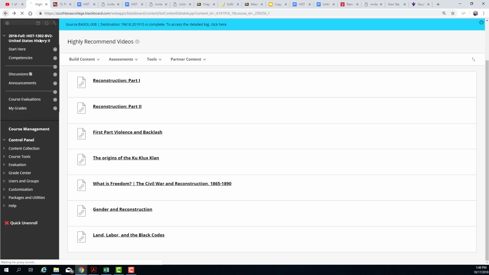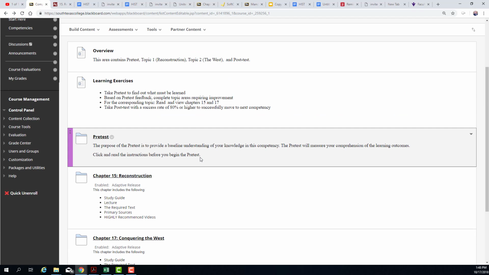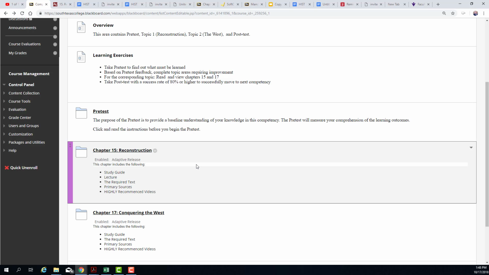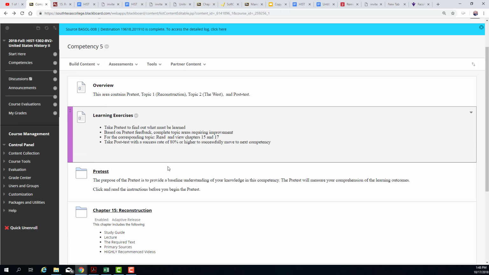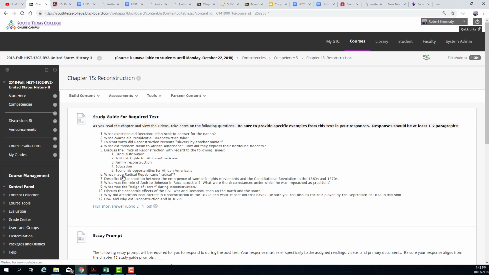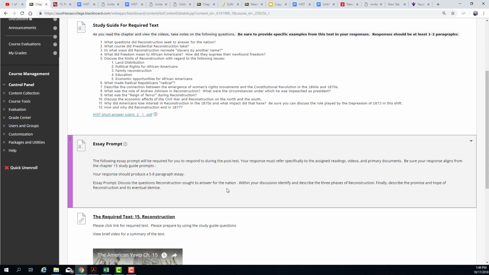What I'm looking for is, one, if the essay is thoroughly responded to. So make sure you understand what the essay prompt is really asking. Don't skip parts of it. Within your 5 to 8 paragraph essay, discuss the questions Reconstruction sought to answer for the nation. See if that has been responded to. I will give you very specific information during the lecture that will be posted through Blackboard Collaborate. So please join me again if you can.